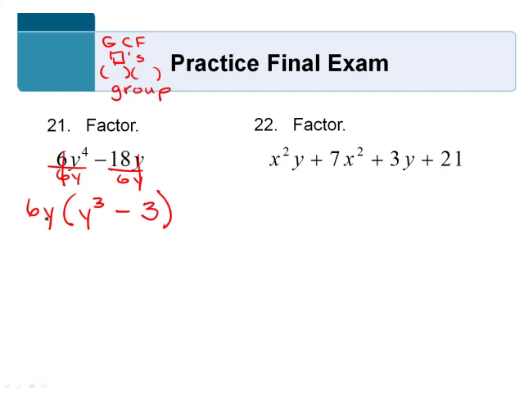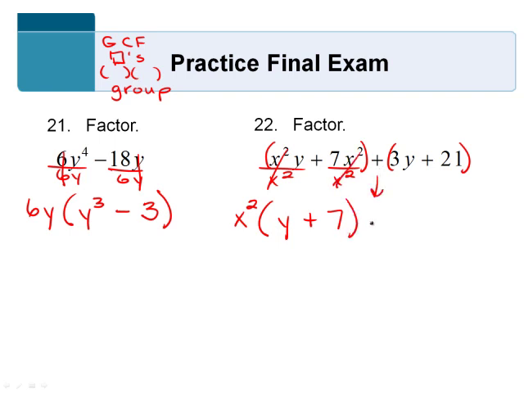Okay? Now, number 22. Look at how many terms you have. You have 4 terms. So we want to try and group this. We're going to put parentheses around the first 2 and the last 2. So look at just the first 2 terms. X squared is going to be your GCF there between those 2. So when you go back and divide x squared into both terms, you're going to get y plus the 7 comes down, those cancel. Okay, so we have y plus 7. Bring down that plus sign.